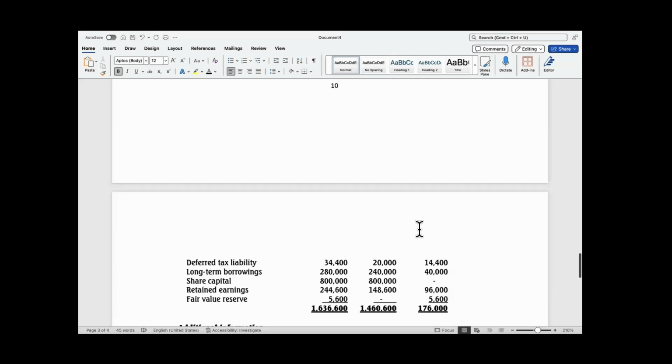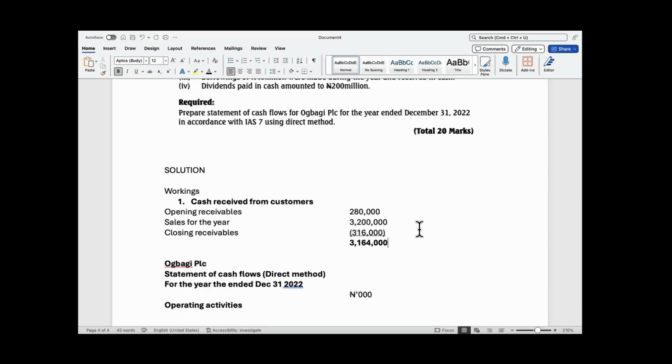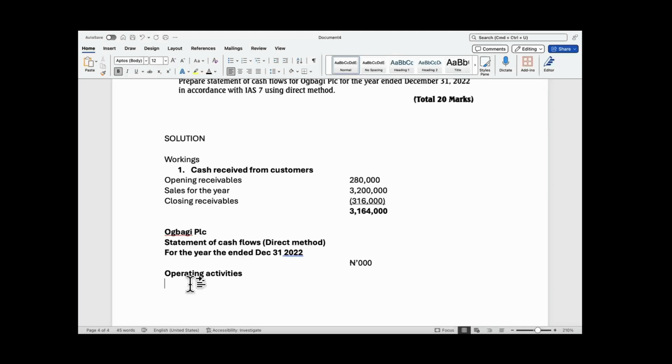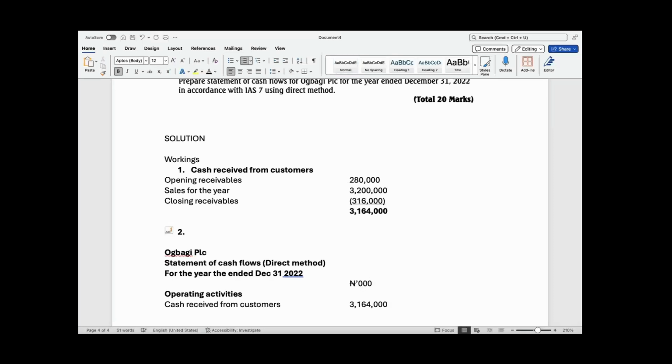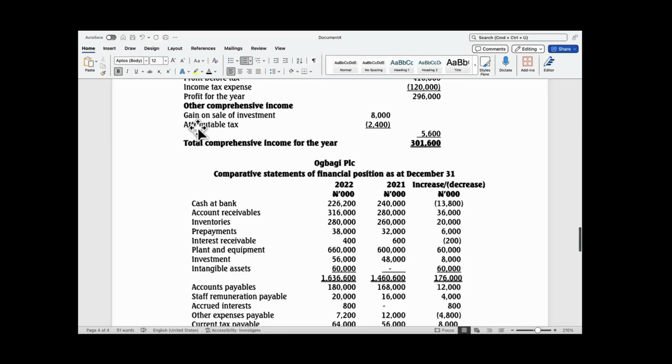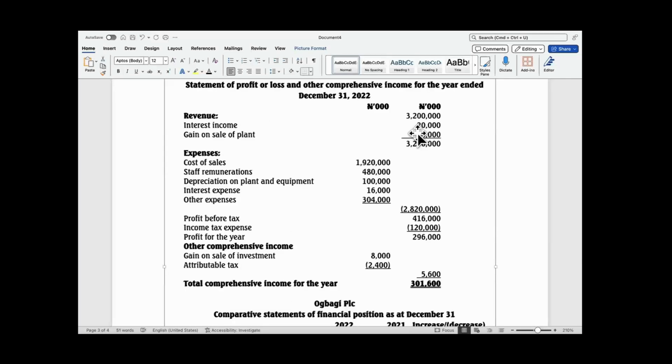This 20 marks question, you have a whole of 36 minutes to solve it, which is more than enough to solve this question. So I will go to my statement of cash flows. I'll have cash received from customers as an inflow, 3164. So I've extracted the cash element from revenue. I move on to the next one, interest income. My interest income was 20,000. I need a cash element from this interest income.